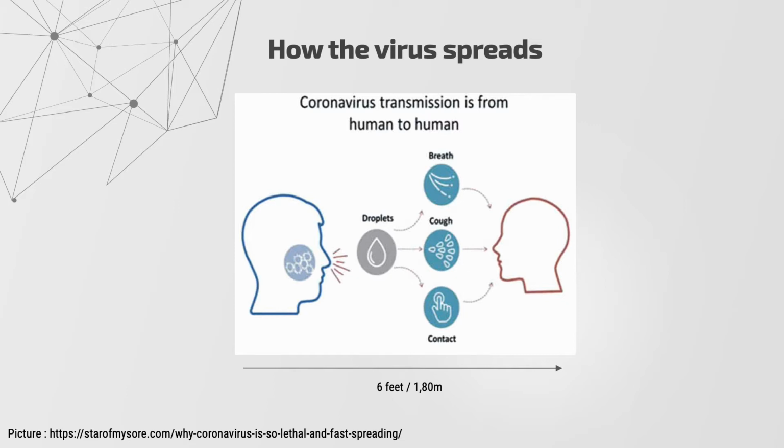Those droplets can be spread through three different means. First of all, the breath. Second of all, when someone coughs. And finally, by direct contact between two humans, or through an intermediate medium, such as paper, a phone, or any other surface. Through the droplets, mainly by breath and cough, researchers believe that the virus can spread in a distance of 1 meter 80 centimeters, which is the equivalent of 6 feet approximately.